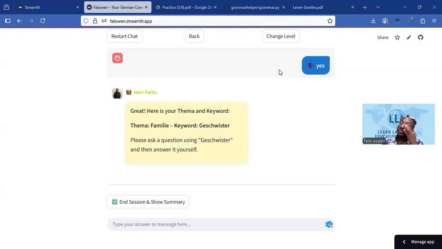What's the meaning of Geschäftstar? Siblings, right? So which question can you ask?